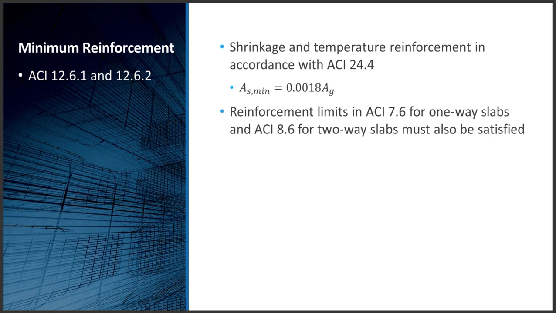We must put at least 0.18% of the gross area of the slab as reinforcement. And that's just your typical shrinkage and temperature reinforcement that's given in section 24.4. Now, generally, we're going to have more than that, but there can be cases, maybe a one-story building that's not heavily loaded, where this might come into play. Not very often, but let's keep in mind that this is our minimum that we have to apply into our diaphragm.